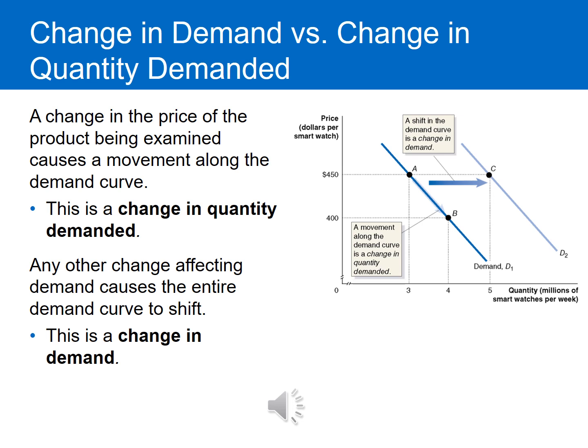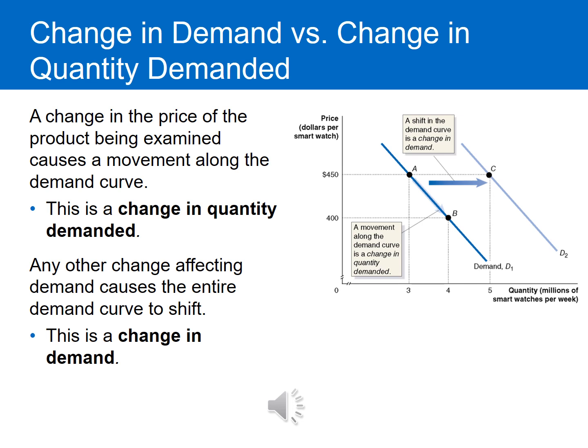So now, on the other hand, a change in demand, this is any other change affecting demand. This will cause the entire demand curve to shift. So this is not a change in price. This is a change in, say, taste and preferences, or future prices, or demographics. This is going to move the entire demand curve to the right, so moving from D1 to D2. This is called a change in demand.